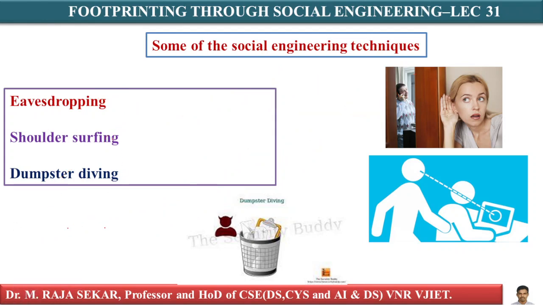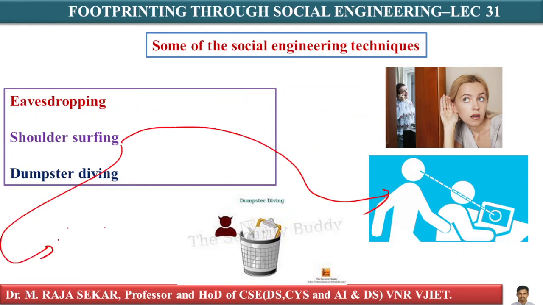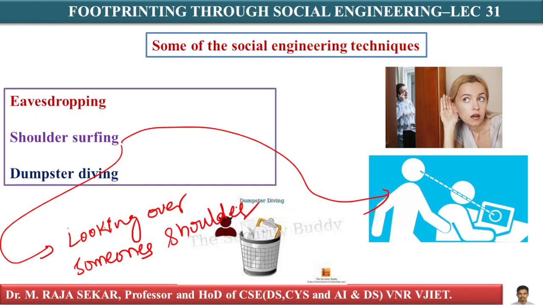What about the next one? Shoulder surfing. What is the meaning of shoulder surfing? Shoulder surfing is using a direct observation technique such as looking over someone's shoulder. What is the purpose? To get information.